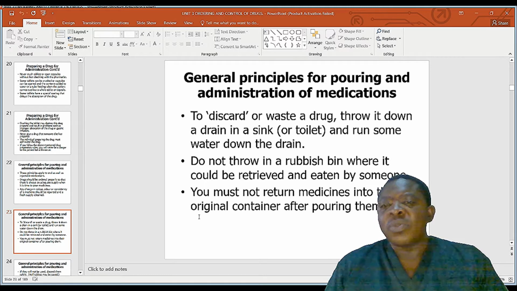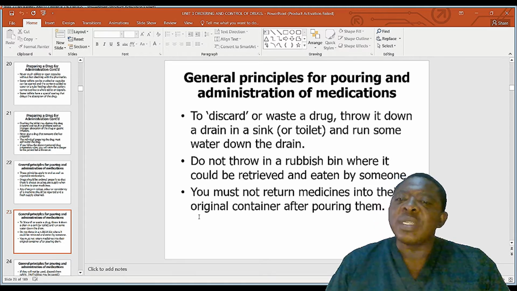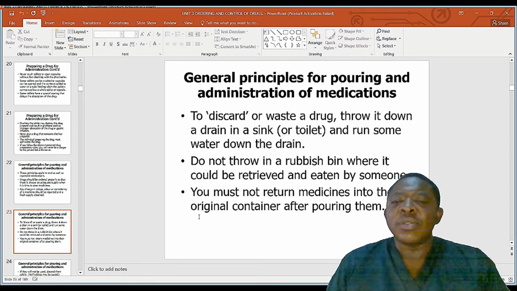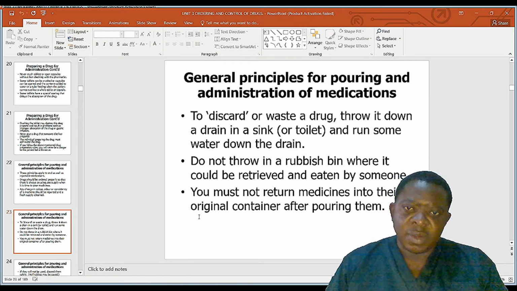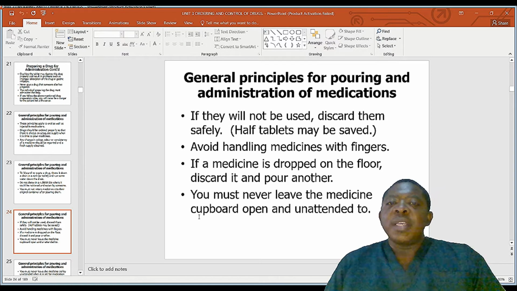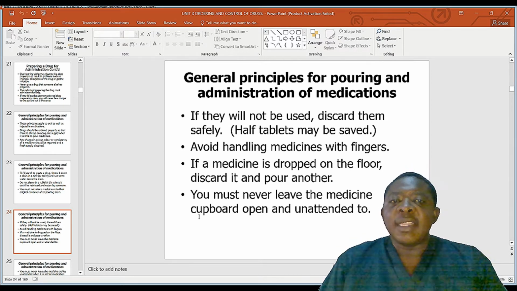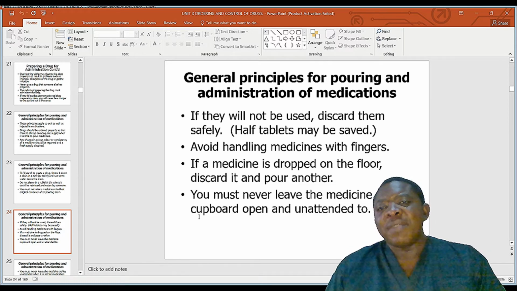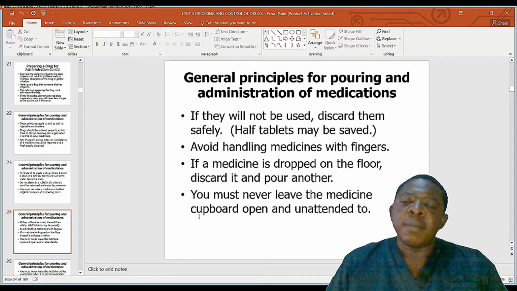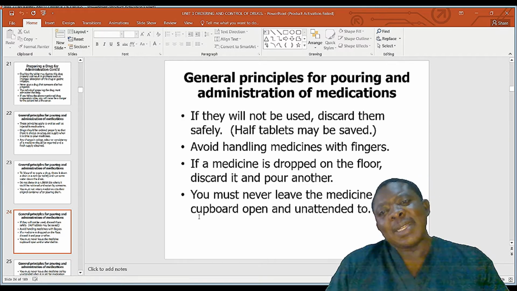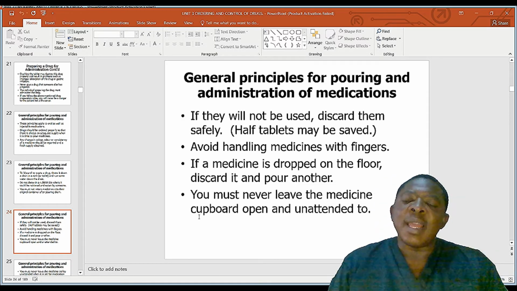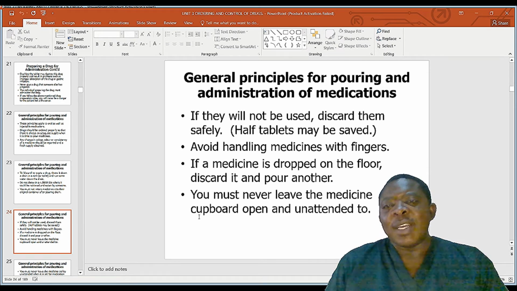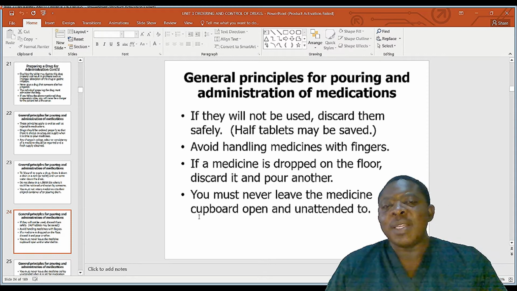So you must not return medicine into its original container after pouring. When you have poured the drug out, you should not return it to its original container. If it will not be used, discard it safely. Half tablets may be saved. You need to have a system of saving those tablets where, let's say you had cut one in half, you find a system for retaining them. It may break down and you may not find anything as a piece that you might have left.